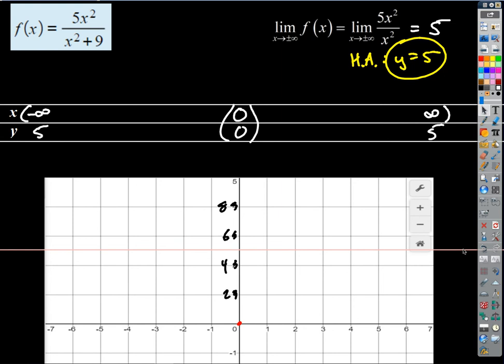We have an x-intercept at 0. So what test points might we use? 1 and negative 1. We just have to have a point between 0 and infinity and a point between 0 and negative infinity. So we could just pick the values 1 and negative 1. And we just need to know the sign of the function, that's it.